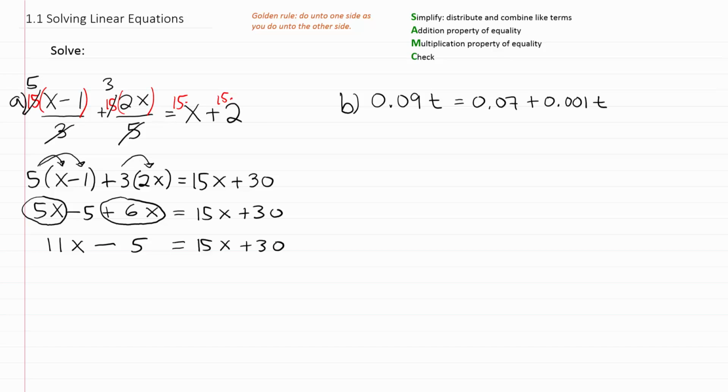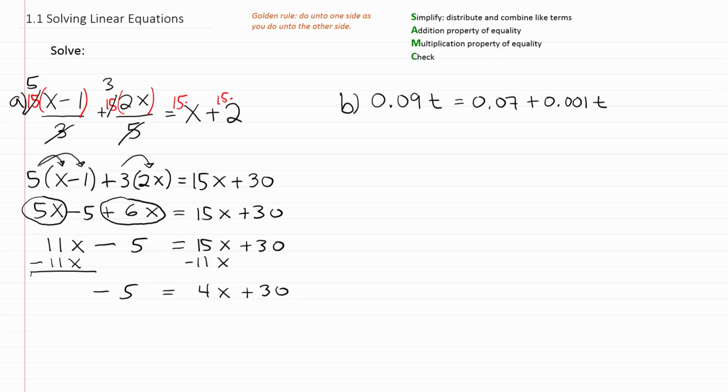Now we're going to apply the addition property of equality. So remember, we tackle those things that we can move around easily first. So what I want to do is maybe subtract 11x from both sides. And I'll do that both on the left and the right. So I'll end up with negative 5 is equal to just 4x plus 30.